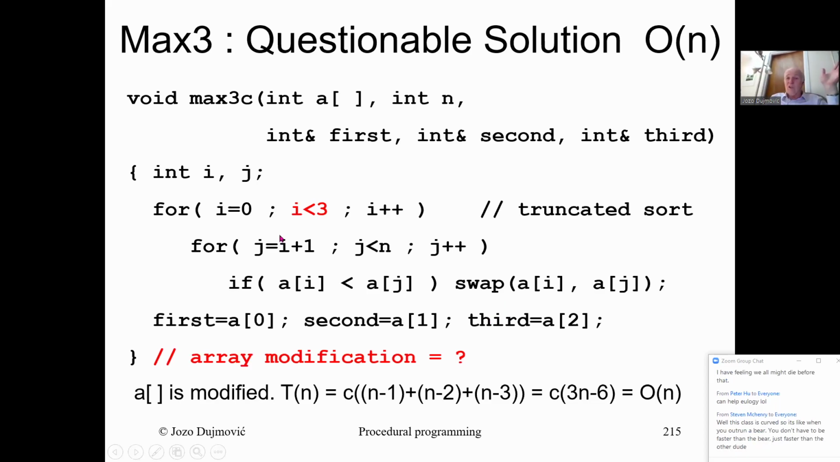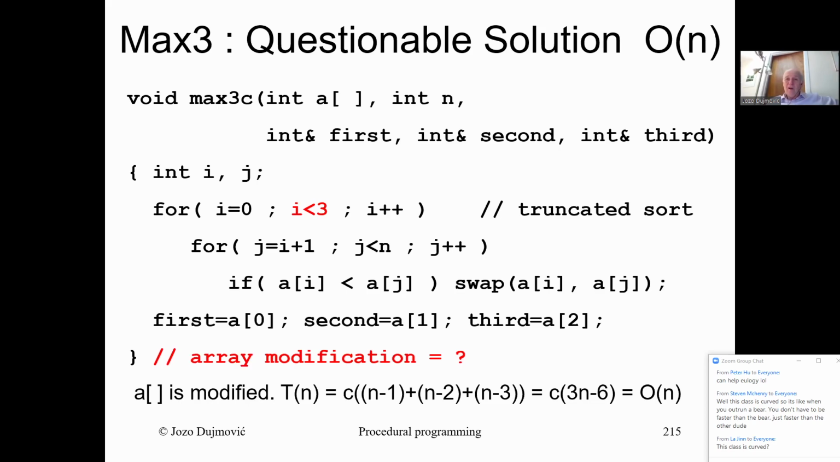Of course, this works, gives you 3 components, and it is linear. It is linear because we truncated it. But again, we modified the array. So the array is now shuffled. It is not the same as it used to be at the beginning. And we went 3 times through the whole array to find the first largest, and then the second largest, and then the third largest. Can we go only once to make that faster?